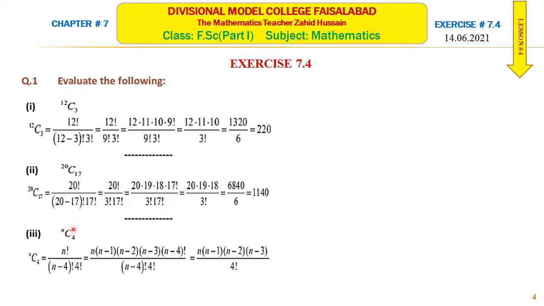These questions may always be asked in MCQs. 12C3 is equal to 220, or 20C17 is equal to 1140, as options.